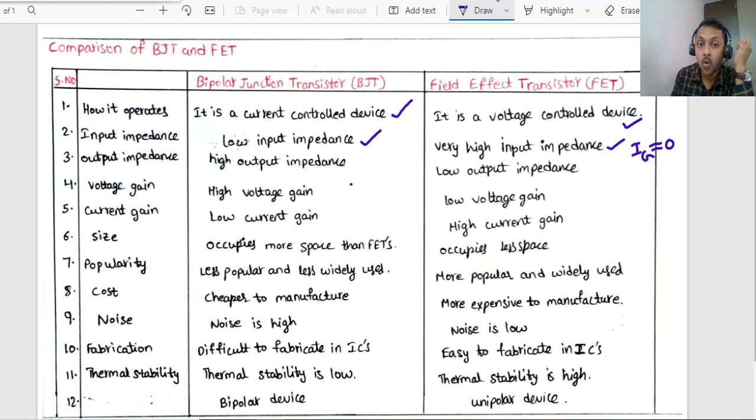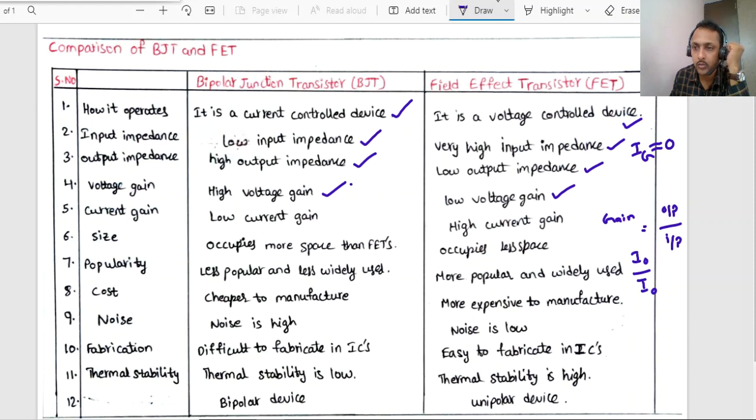Whereas the output impedance for BJT is high. For FET, the output impedance will be low, whereas for BJT, voltage gain is high. For FET, voltage gain is low. And the current gain, output current by input current. Somewhere if you come across gain, any parameter, right, it's output value by input value you have to take. So if it is current gain, output current by input current.